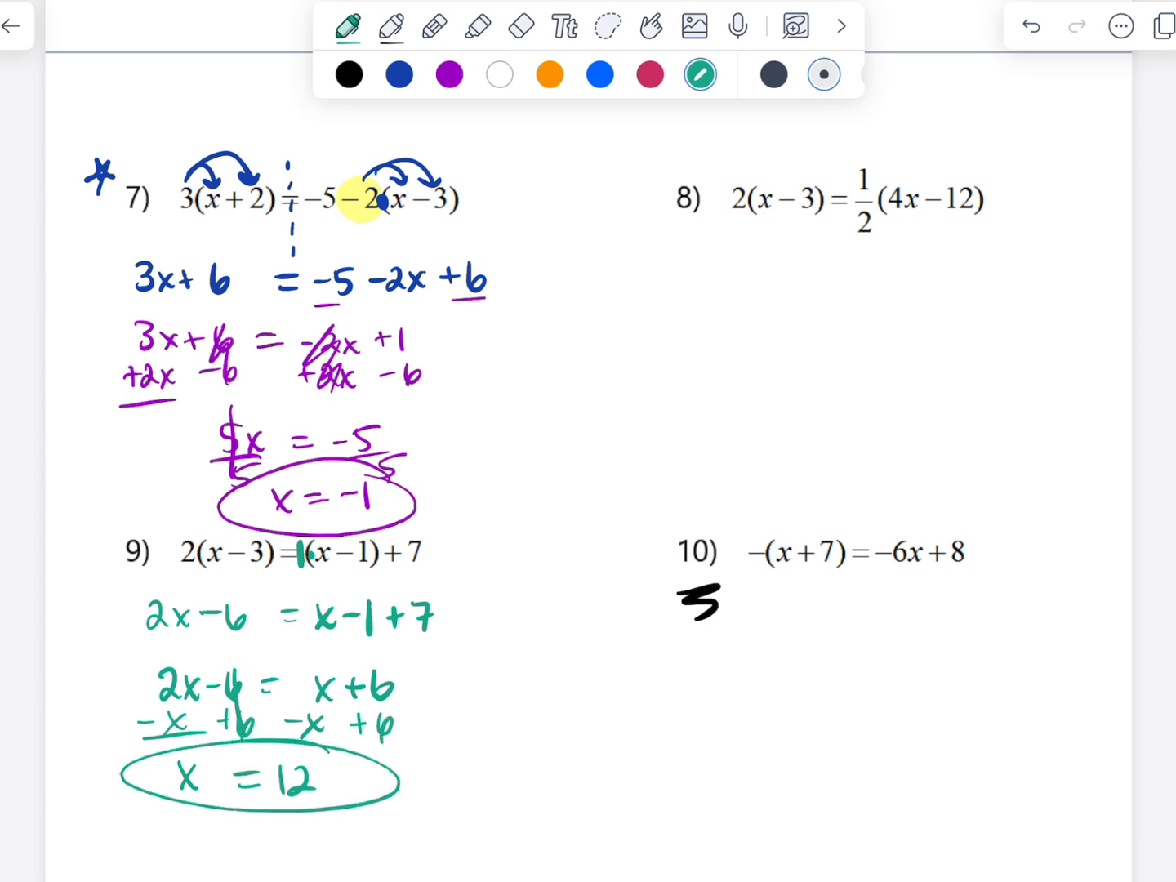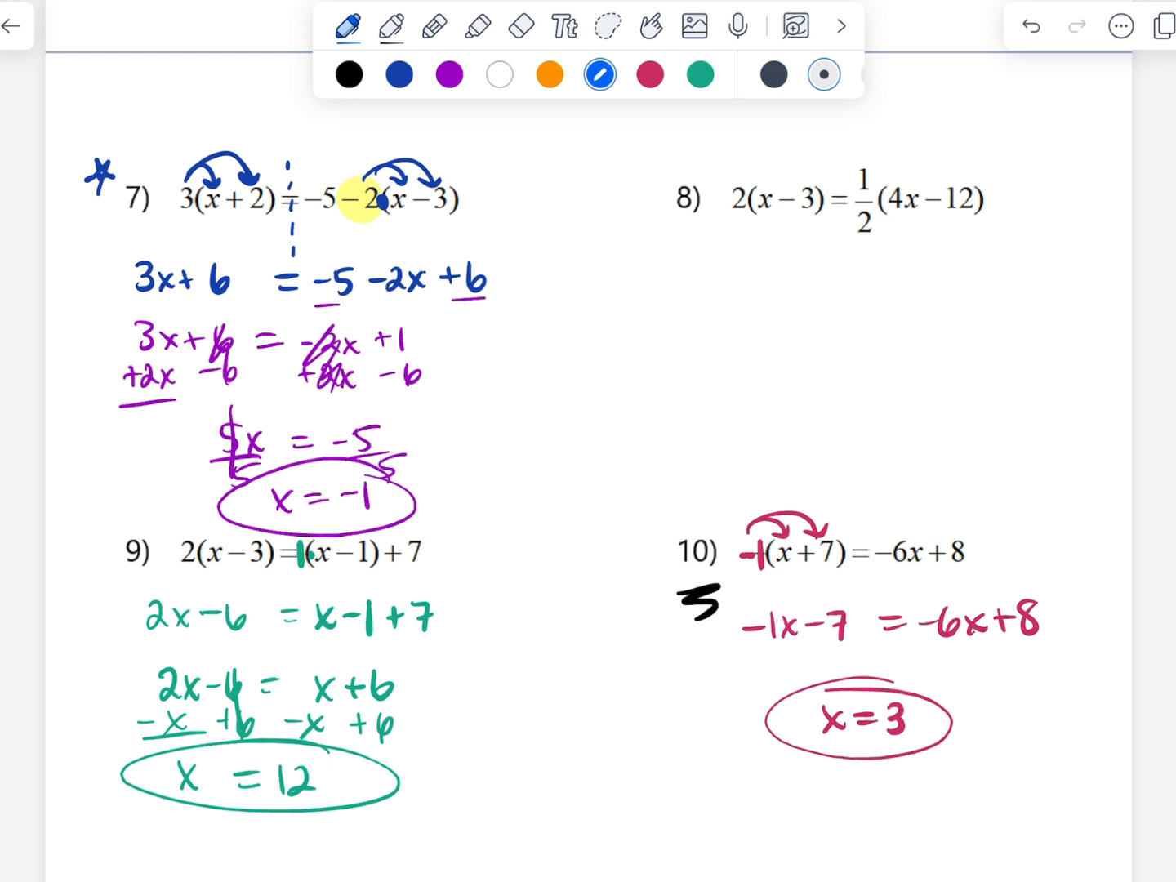All right. And then 10, there's this negative. That's technically, see, this is another invisible number. That's a negative 1. Not just a floating negative. It's just a 1. So we distribute that. We get negative 1x minus 7, negative 6x plus 8. And then however you want to move variables to one side, numbers to the other side, you should ultimately get that x equals 3.